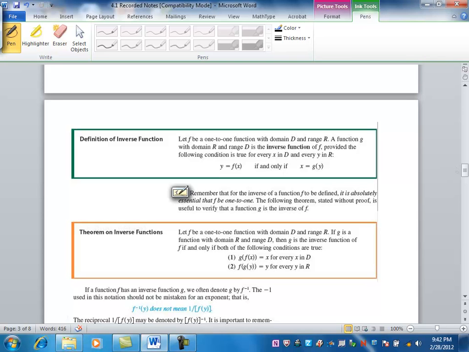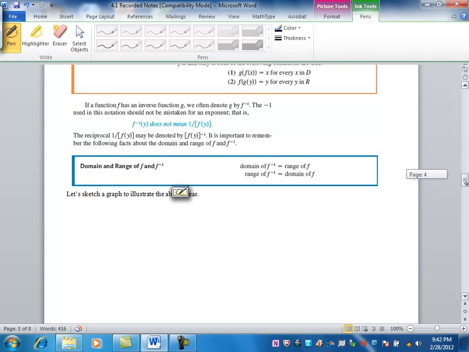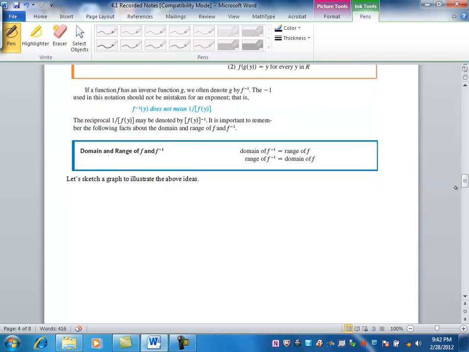Alright? The thing about inverse functions: if I compose a function with its inverse, it's got to give an output of whatever the input is. Same thing here. If I compose a function with its inverse, the input's got to be the same as whatever the output is. And if a function f has an inverse function g, we'll often denote this inverse function with an f superscript -1. Now, guys, in algebra we know that x to the -1 is the same as 1 over x. When we are using function notation here, f to the -1 is not 1 over f.